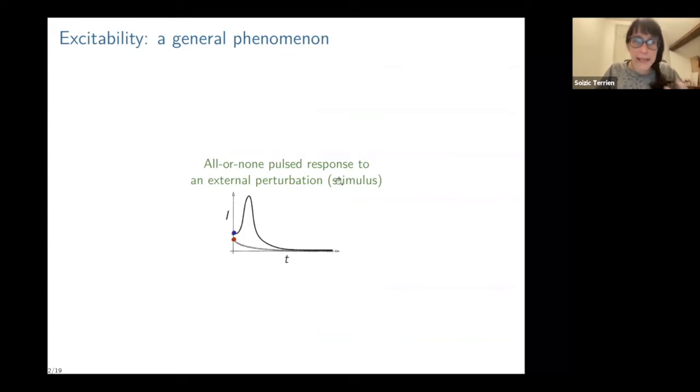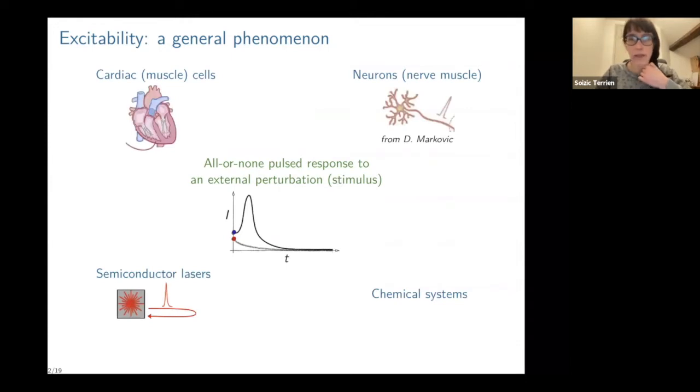This excitability phenomenon is encountered in many different systems. For example, in biology with muscle cells, in the cardiac muscle, and also in nerve cells. In neurons, you have different kinds of excitability. And in the physical world, we also find excitability in some lasers, in particular semiconductor lasers, and in chemical reactions.